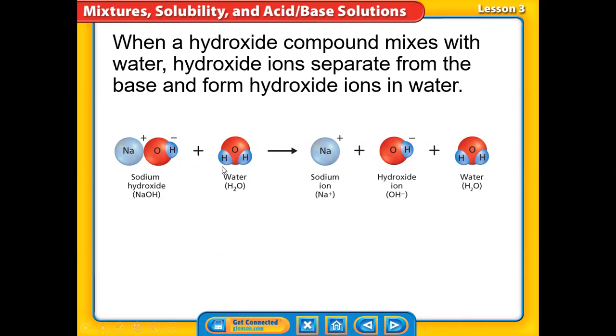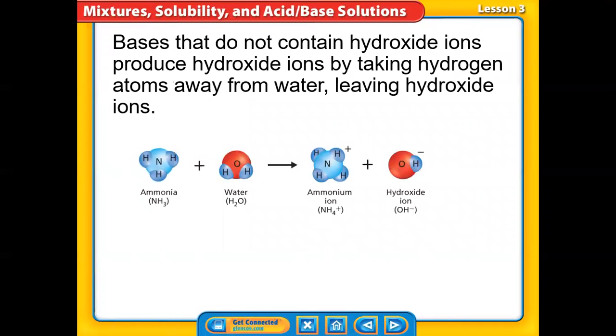Once they dissociate in water, they are going to break down into sodium ion and the hydroxide ion, and they will stay free in the water. So the presence of these free hydroxide ions is responsible for the characteristics of the base. On the other hand, there are some bases like ammonia, for example, and baking soda. They don't contain hydroxide ion in their structure. There is no OH here.